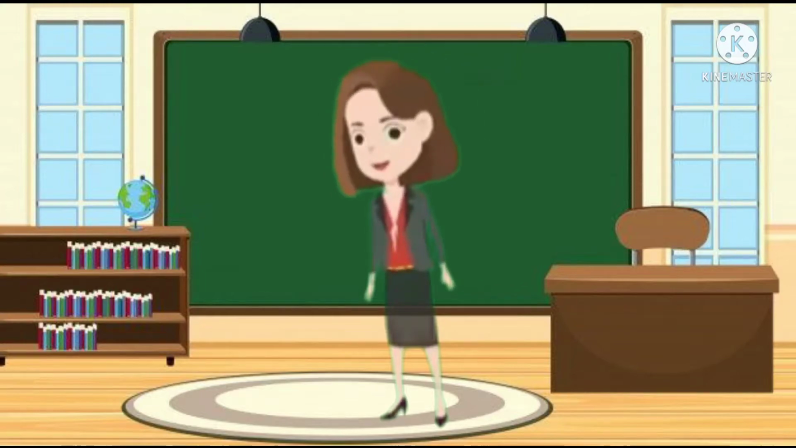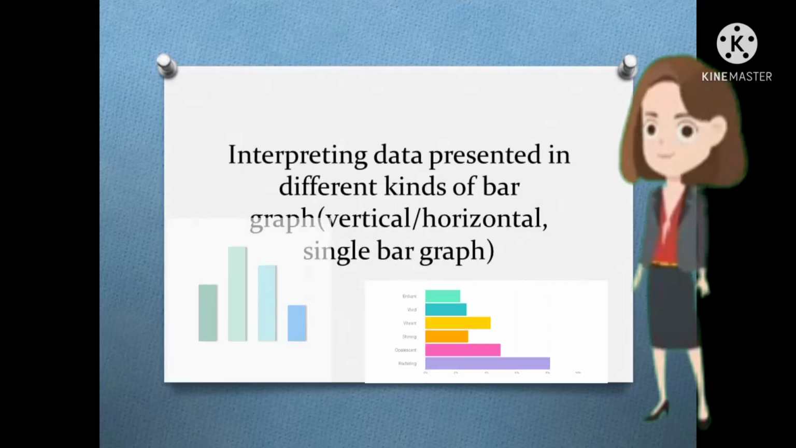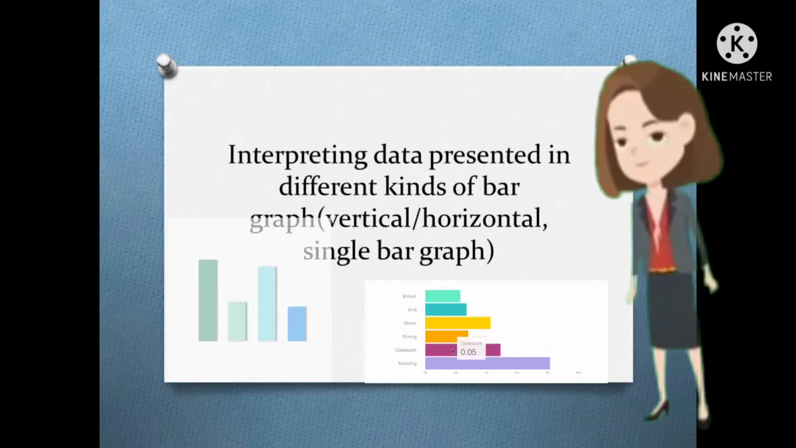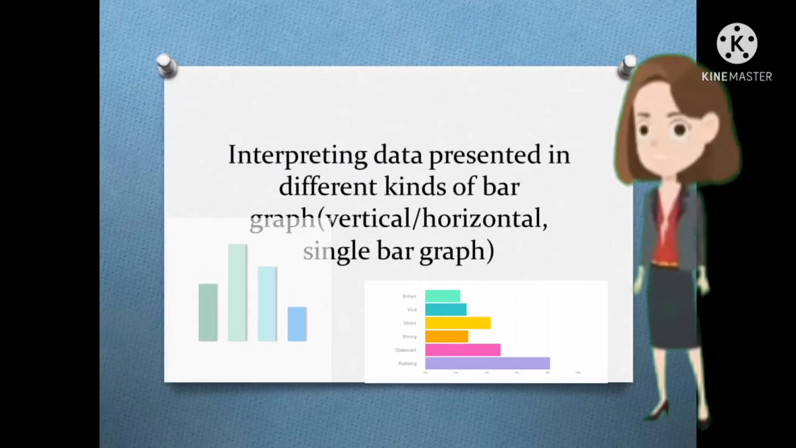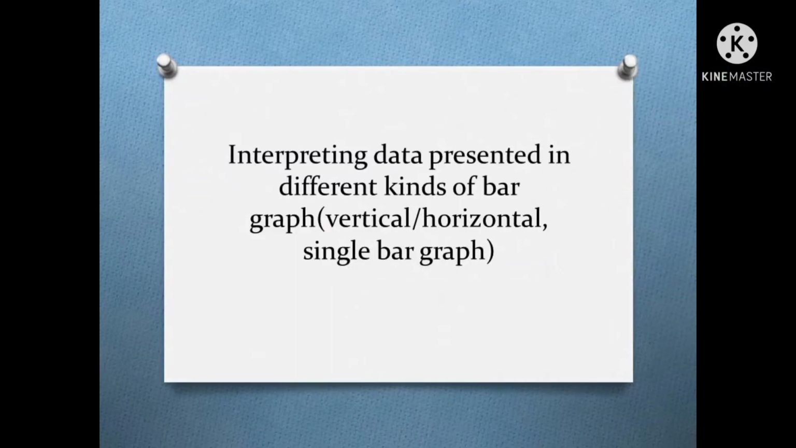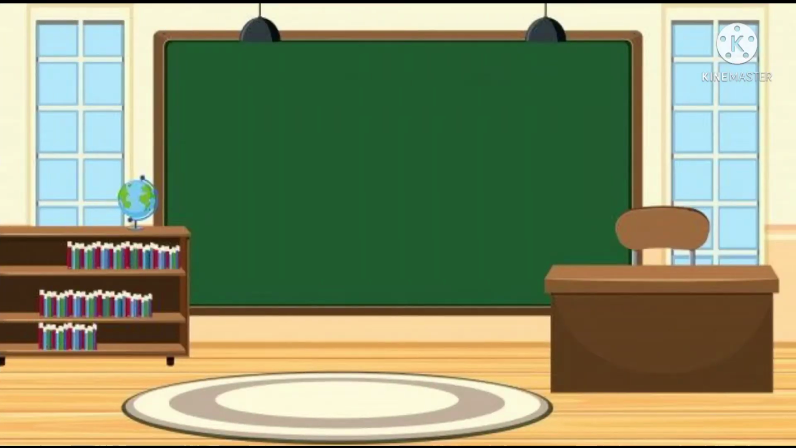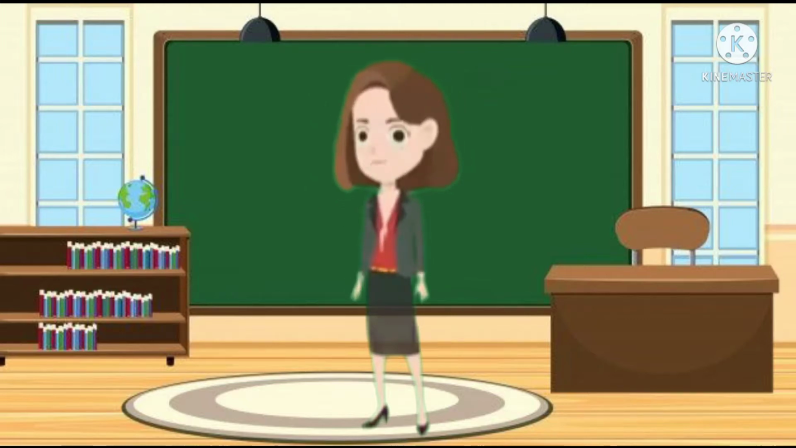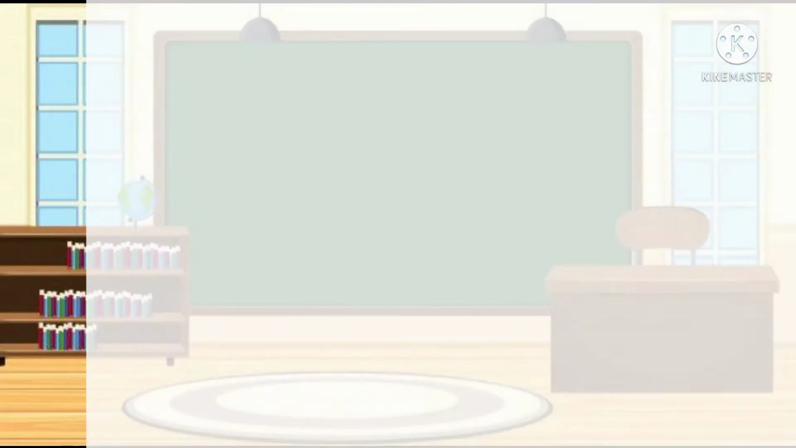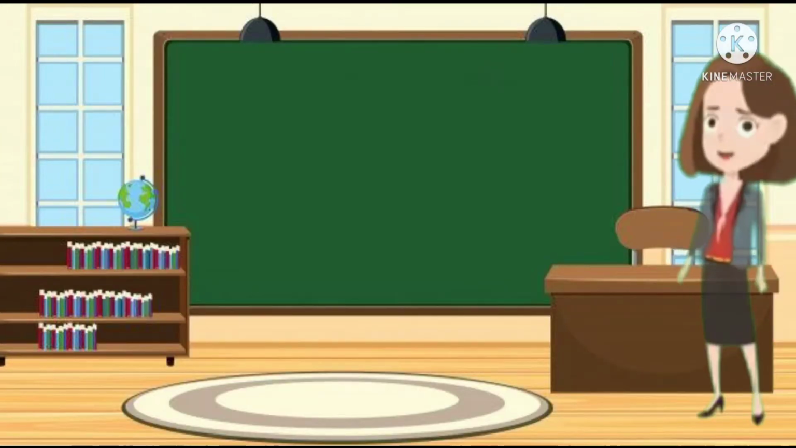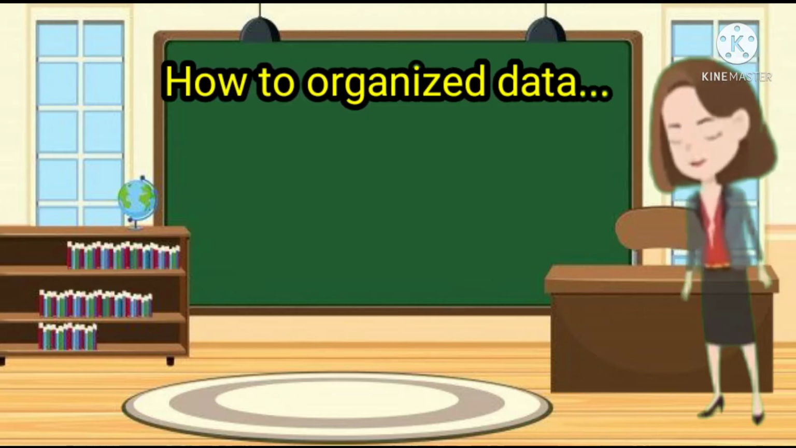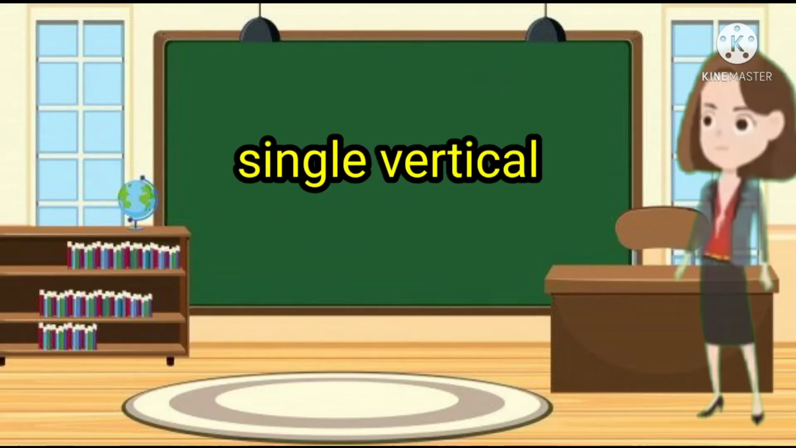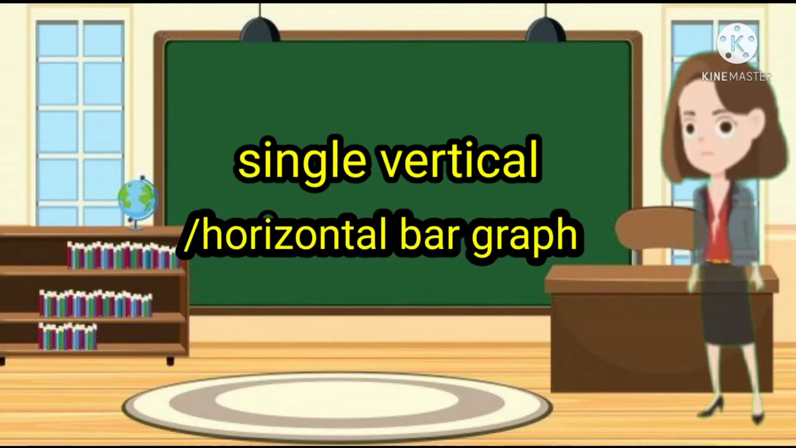Our lesson for today is about interpreting data presented in different kinds of bar graph: vertical, horizontal, single bar graph. Fourth quarter, week 6. Before we start our lesson, please be ready with your paper and ball pen. In our previous lesson, we discussed how to organize data in tabular form and present them in a single vertical and horizontal bar graph.